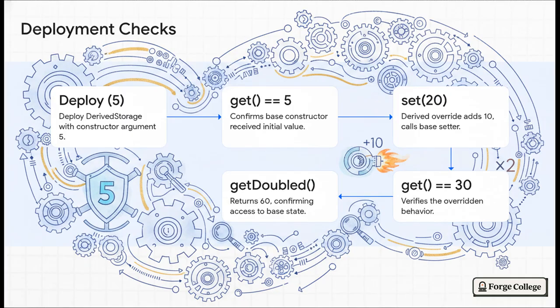First, we deploy the derived contract with an initial value of 5. Call get and it returns 5. Awesome, our constructor chaining worked flawlessly. Next, we call our overridden set function with the number 20. Now, behind the scenes, the child adds its turbo boost of 10, pushing it to 30, and then passes it up to the BaseStorage. So when we call get again, it returns 30. Finally, we hit our custom getDoubled function, which grabs that 30, multiplies it by 2, and spits out 60. The math is perfect, and our inheritance wiring is absolutely rock solid.